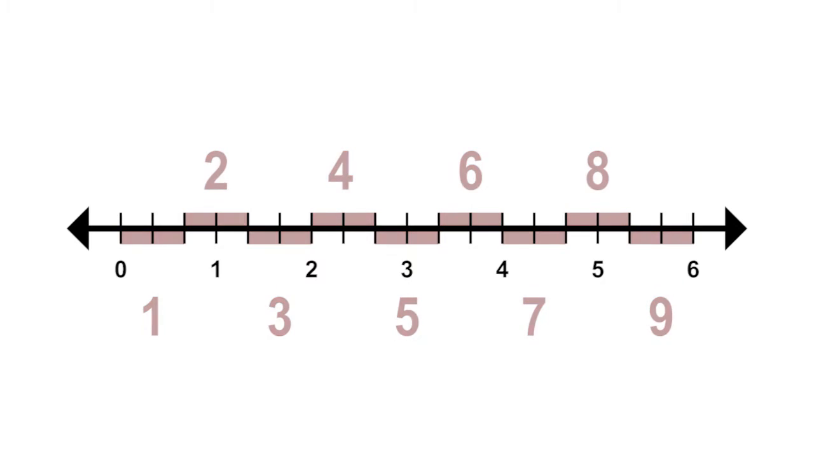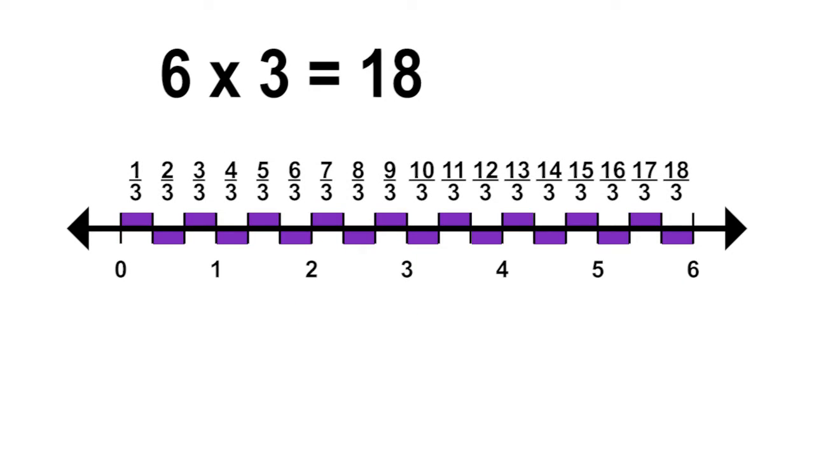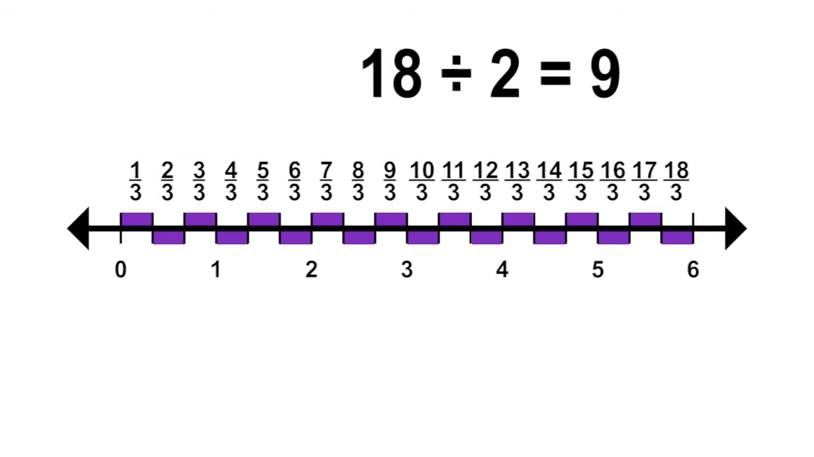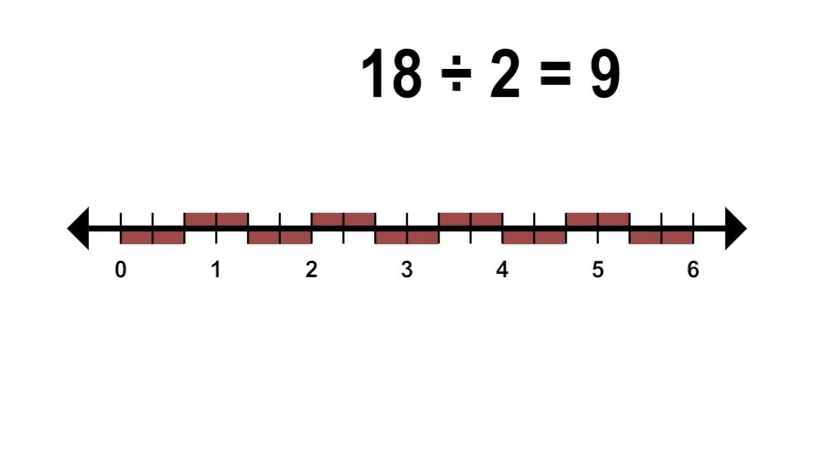Or we could have multiplied 6 times 3 equals 18, which represents how many 1/3s are in 6. Then divide that answer by 2 because we are looking for 2/3. So it would be 18 divided by 2 equals 9. Same answer. Jeremy has 9 servings.